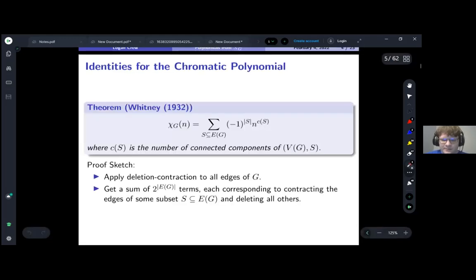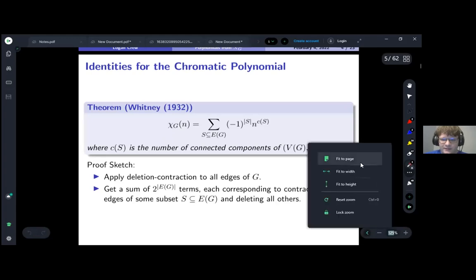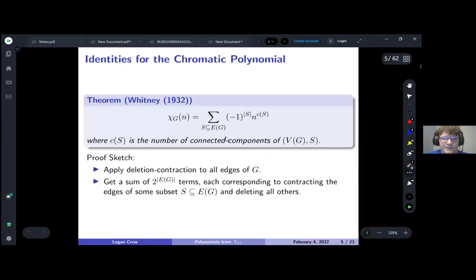So here, for example, is a theorem of Whitney's from 1932 that the chromatic polynomial could be represented as a sum over the edge set, and this is perhaps best illustrated with an example. Let me briefly draw that here.